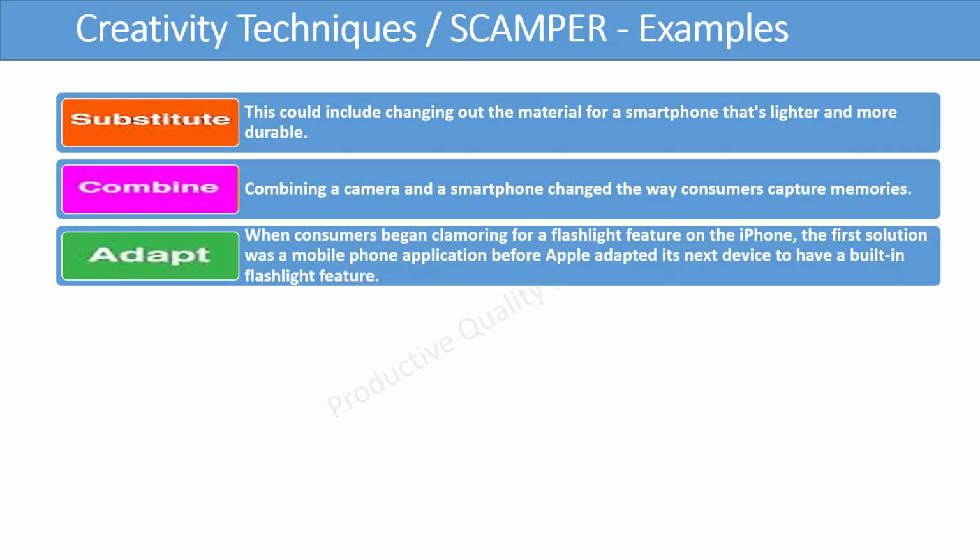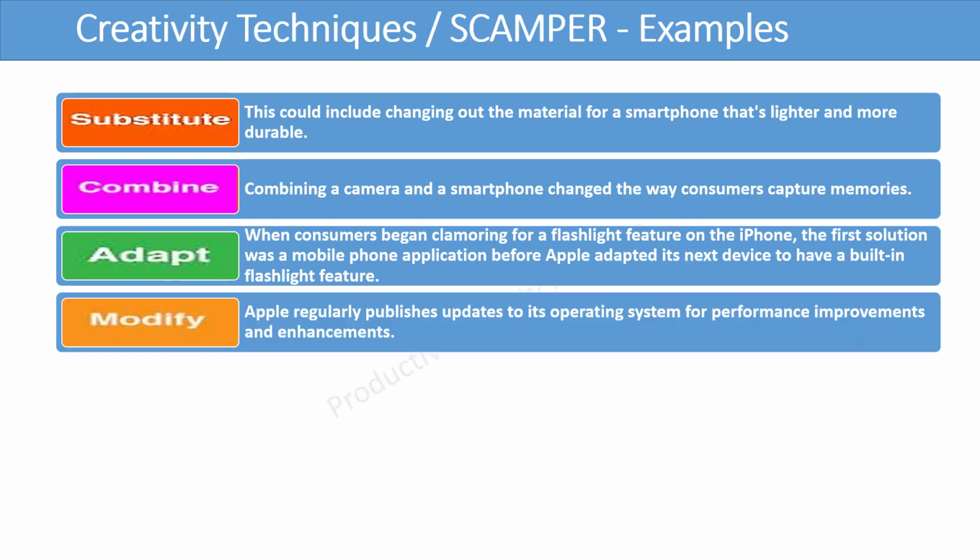Adapt. When consumers began clamoring for a flashlight feature on the iPhone, the first solution was a mobile phone application before Apple adapted its next device to have a built-in flashlight feature. Modify. Apple regularly publishes updates to its operating system for performance improvements and enhancements.